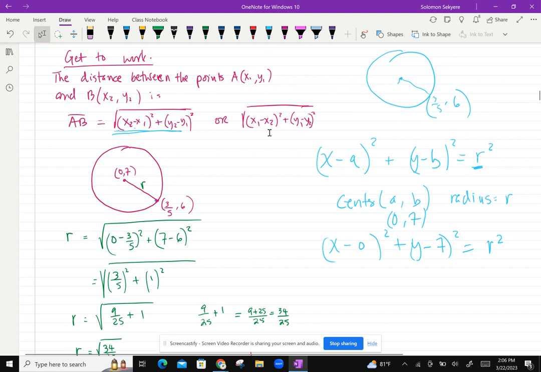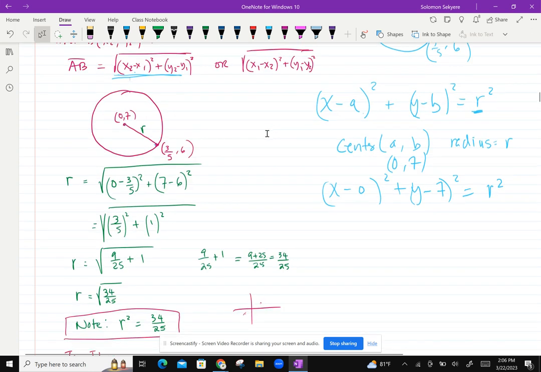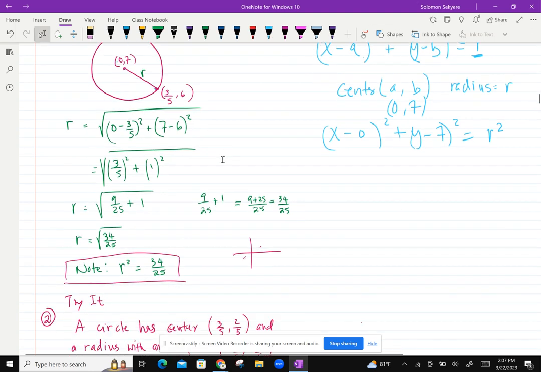Now we need to find our r because it's not given to us. So we subtract our x's, 0 minus 3/5, and then we square it. We subtract our y's, 7 minus 6, and then we square it. It doesn't matter if you do 3/5 minus 0, because you're going to square it. But you have to subtract your x's and your y's separately. Do not confuse your x's and y's. So we do that.